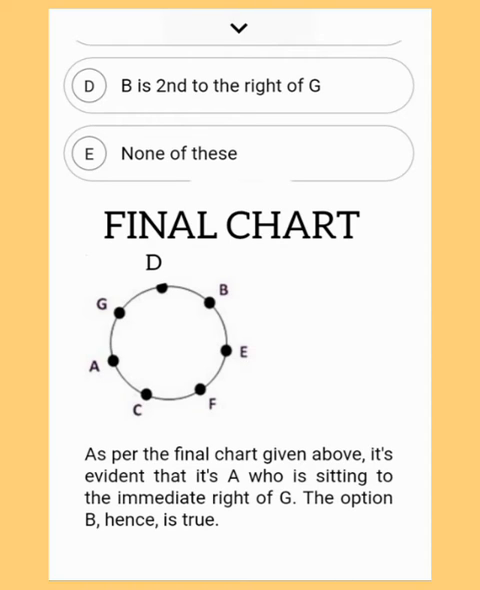Okay, so this is the final chart. I hope you all have got the correct chart. In case you haven't, you can see this is the correct chart. So this is the answer of the first question. As per the final chart given above, it's evident that it's A who is sitting to the immediate right of G. Hence, option B is the correct answer. So moving to the next question.